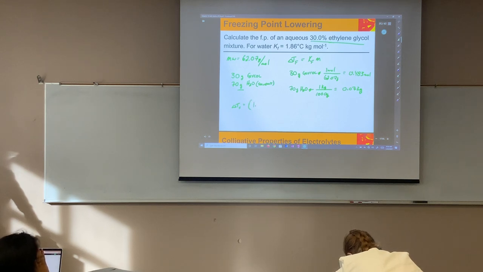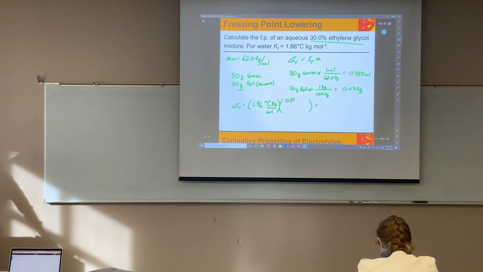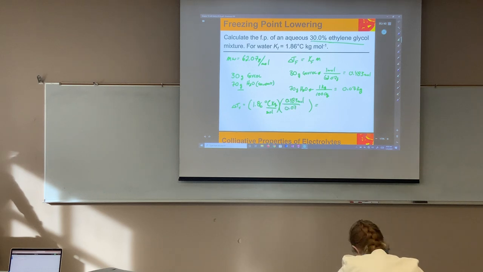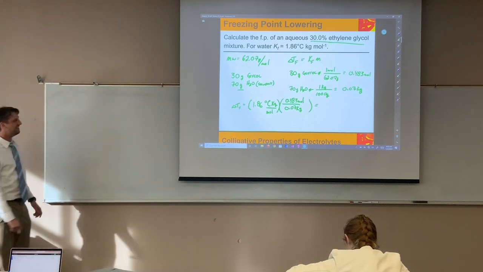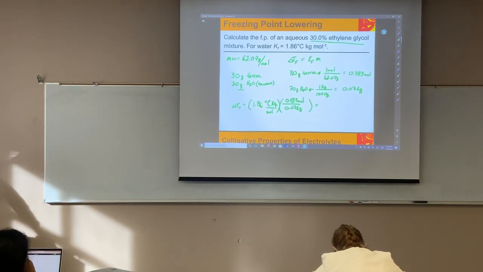So now I put everything together. 1.86 degrees Celsius kilogram per mole, times my moles here, 0.483, right? Moles. So I got an answer of what here? Wait a minute. Oh, I'm sorry. Hang on. That's not right. Sorry, guys. It's 0.483 moles per 0.07 kilograms. There we go. Now we're all good to go. I was like, that's not going to come to the right answer. All right. Good. And if I do all that, then I got an answer of 12.8 degrees Celsius, right?